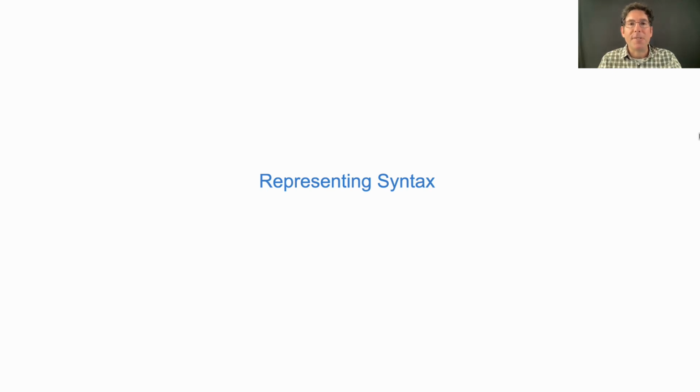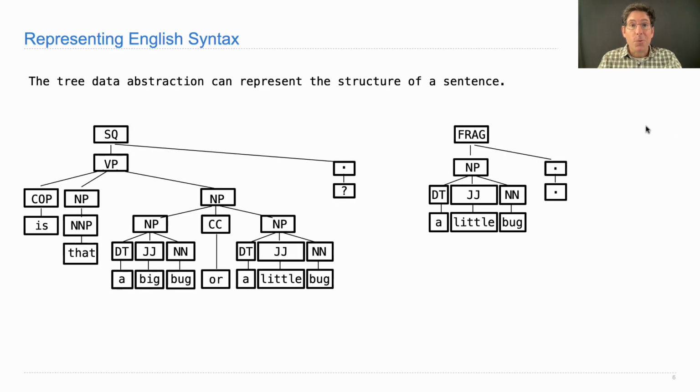Let's see how we'll represent the syntactic structure of a sentence in a programming language. Since we've described the hierarchical structure of the syntax of an English sentence using a tree-like structure already, we can just use the tree data abstraction to represent this value. So this whole utterance, "is that a big bug or a little bug," is a tree with root label SQ, which is a tag or syntactic category describing a sentence which is a question.